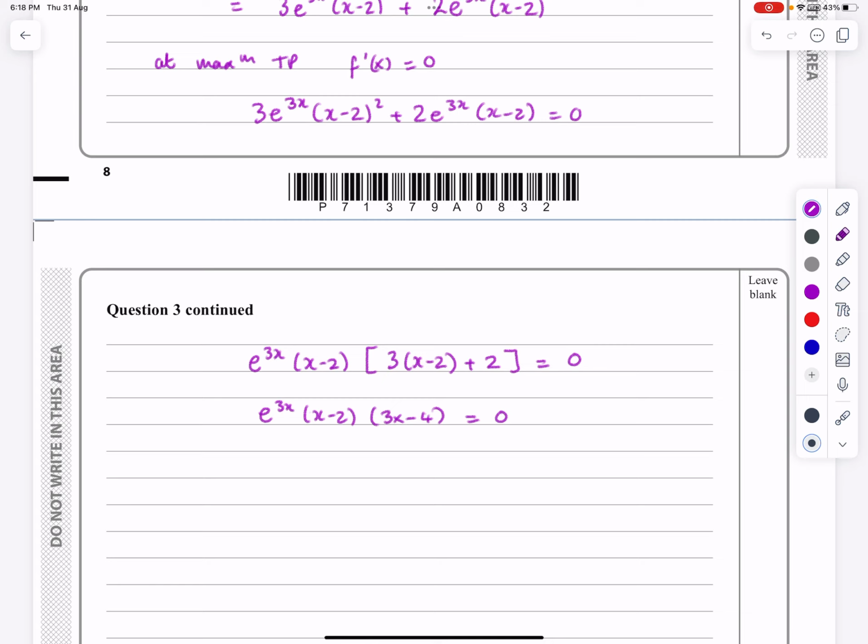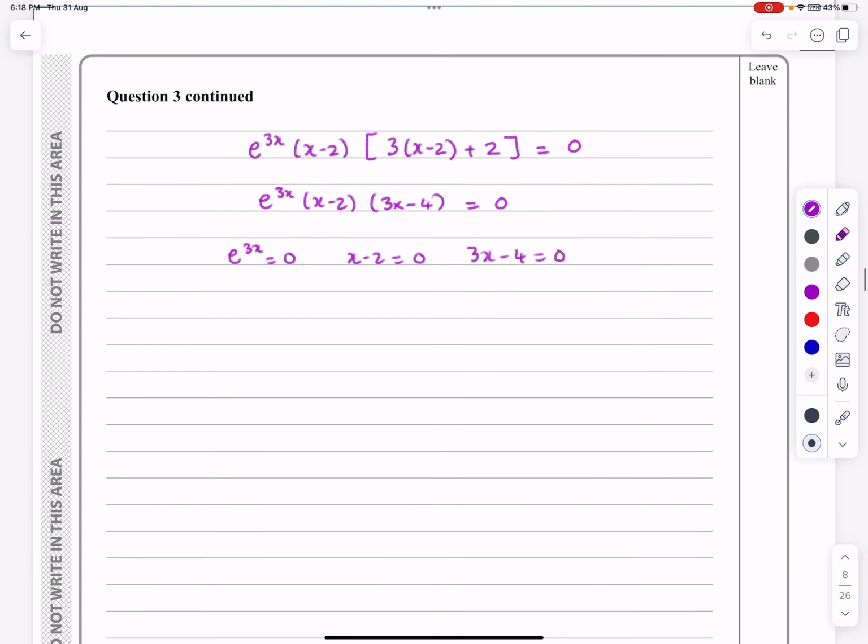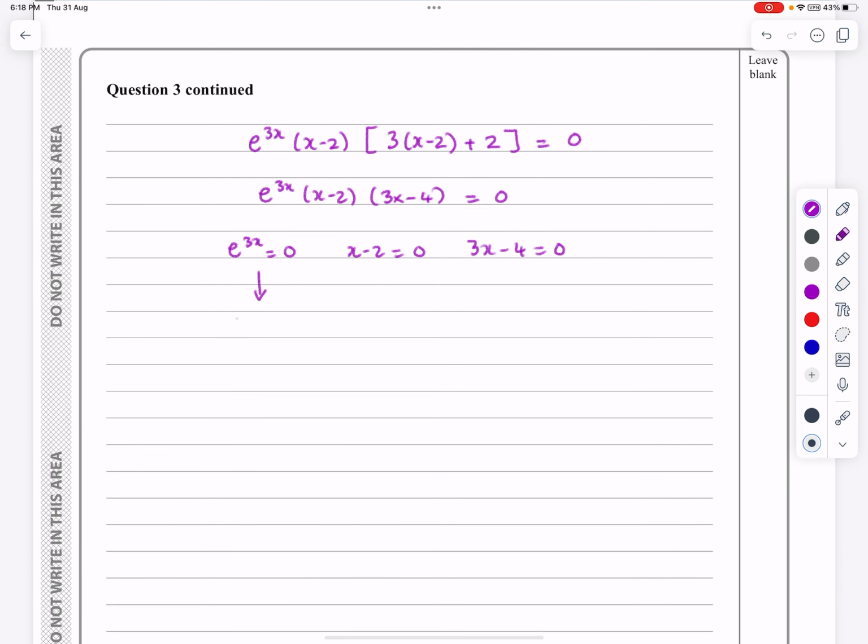So first of all, this is e to the 3x equals 0, x minus 2 equals 0, or 3x minus 4 equals 0. Well, e to the 3x equals 0, we should know there's no solutions to that. Remember what the graph of e to the x looks like. It looks like that. There's an asymptote here. So that's certainly not going to be a solution. So I get the possibilities of x equals 2, or x equals 4 over 3 as my two answers.